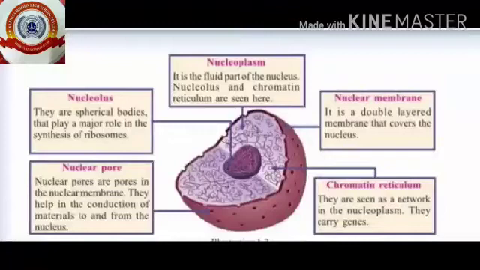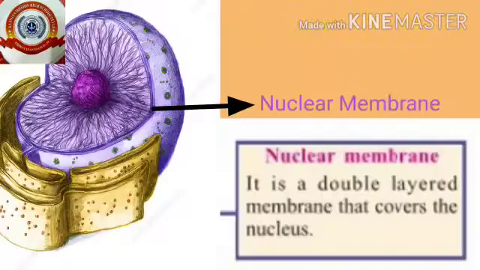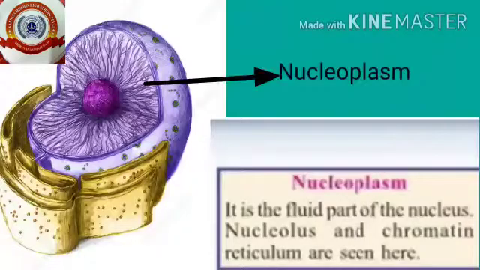Let's look at the structure of nucleus. The first is nuclear pore. The nuclear pores are pores in the nuclear membrane. They help in the conduction of materials to and from the nucleus. That is, they help in the transportation of materials to and from the nucleus. The second one, nuclear membrane. It is a double-layered membrane that covers the nucleus. Next is nucleoplasm. It is a fluid part of the nucleus. Nucleolus and chromatin reticulum are seen here.